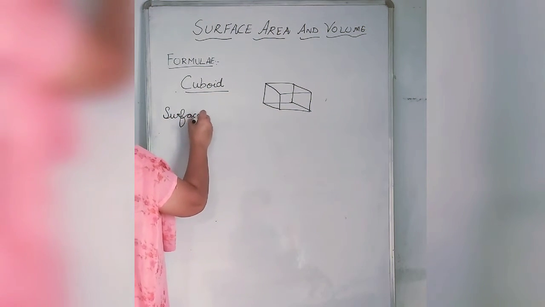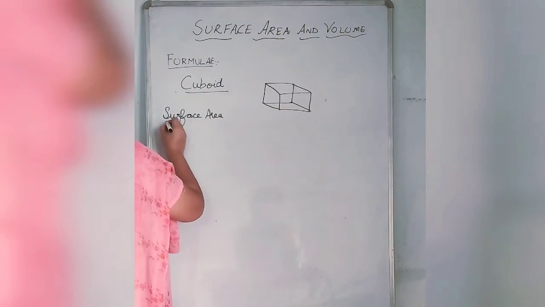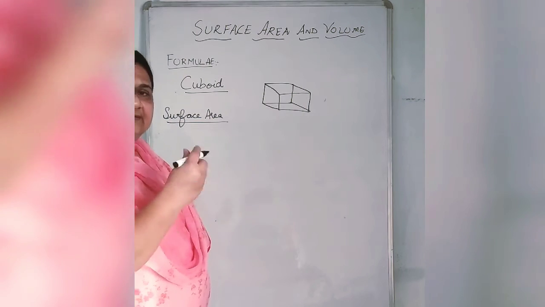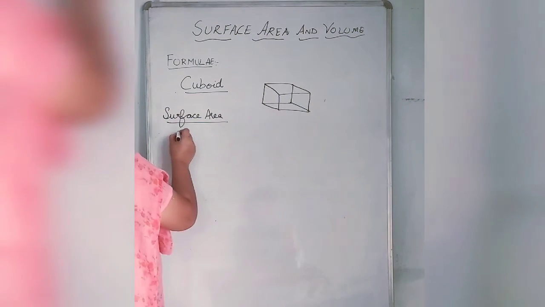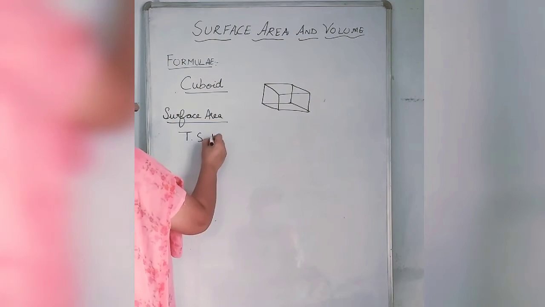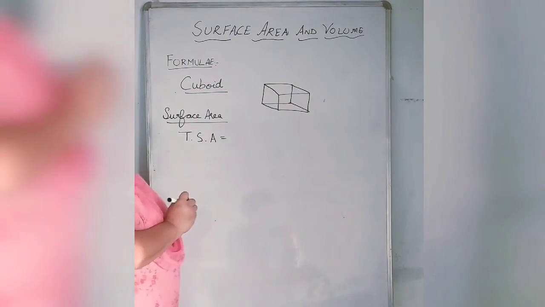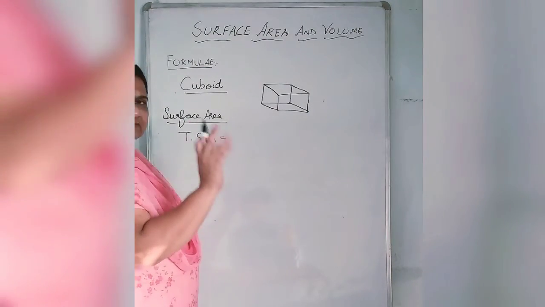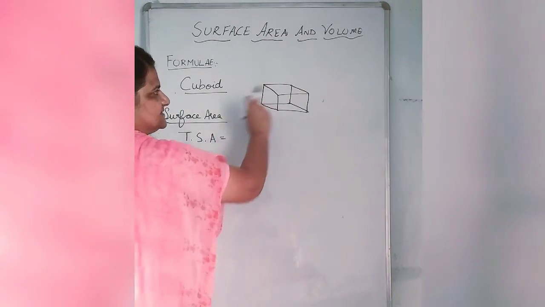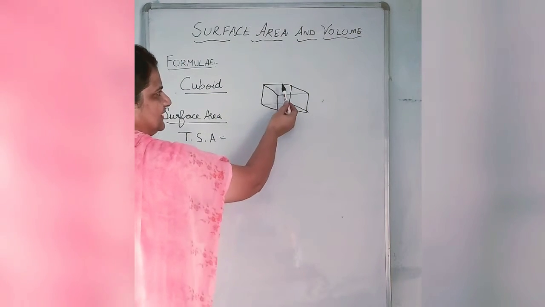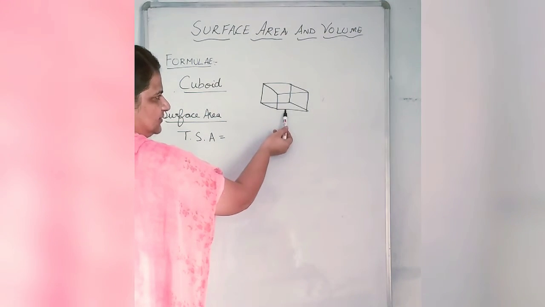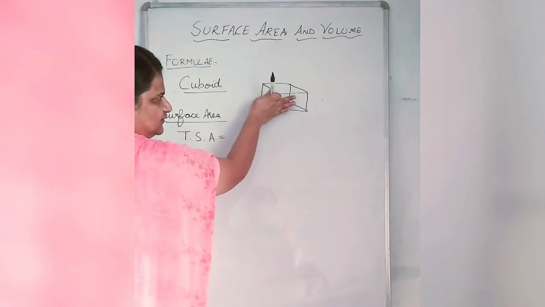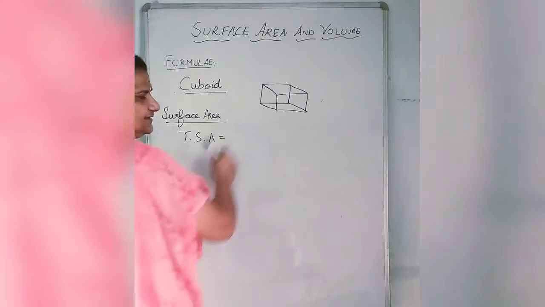Surface area. Now see about this surface area. We have firstly total surface area, then its curved surface area. When I talk of total surface area, that means I need to talk of the surface area of this whole cuboid. As I told you, this cuboid comprises of 6 rectangles. One at the top, second at the bottom, this is third, fourth, then fifth one is the front one, and the sixth one is the back rectangle.